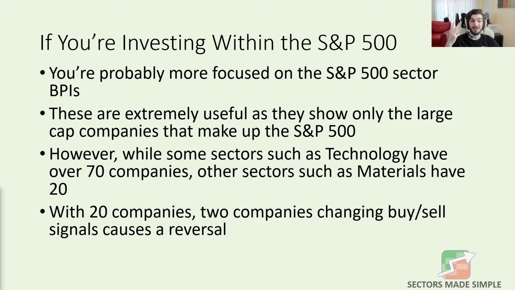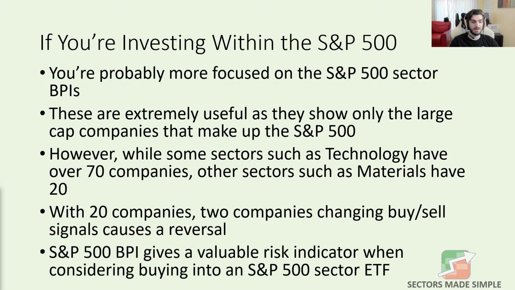Because, again, 2 companies, let's say energy is doing extremely well, but there's an oil spill and ExxonMobil got caught in the crossfire. All of a sudden, our BPI is now reversed. Yes, energy is still going up. Most companies in energy are on buy signals, but because 2 companies reversed, we're now in a column of O's. So S&P 500 BPI has its uses and is very important, and that's the reason why I show you where you can find it, but it has its limits as well.